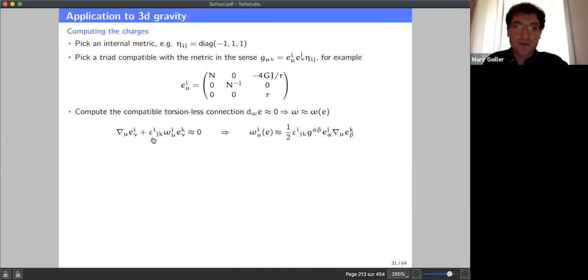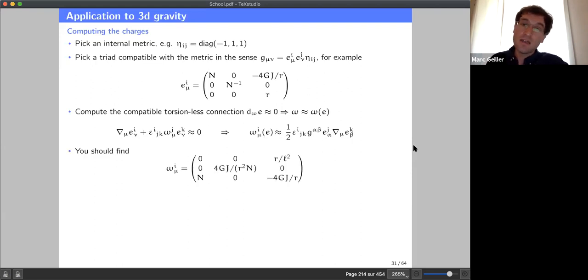Now you can convince yourself that you can invert this formula to get omega as a function of E. The inversion formula is what I wrote here on the right. So this is the explicit definition of the torsionless compatible connection in 3D gravity. Once you know the triad and the metric, you know everything explicitly and you can compute this. And again, it's a 3x3 matrix. If you compute it in the case of the BTZ black hole, you will find this result.